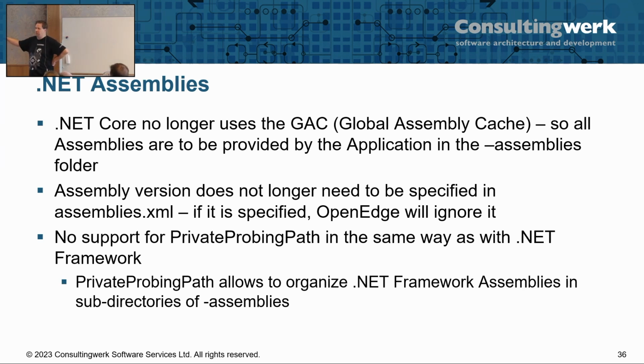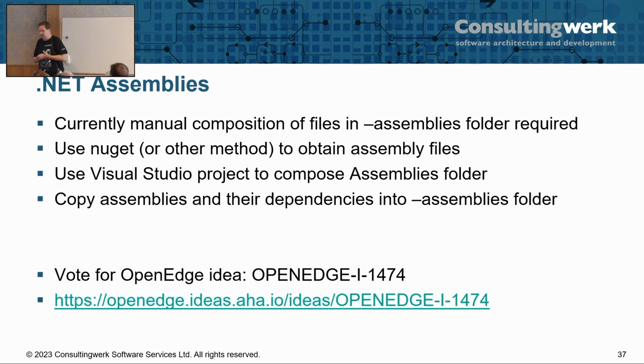There's no private probing path. The private probing path is something that wasn't really documented by Progress in the beginning, but now there are even mentions of it in the knowledge base. We started to use the probing path pretty early when we started using .NET components that allowed us to use multiple subdirectories for storing assemblies, and so we kept them by vendor or by type of that. That is not currently supported by Progress to use something like a private probing path there. We'll see what may change there in future versions.